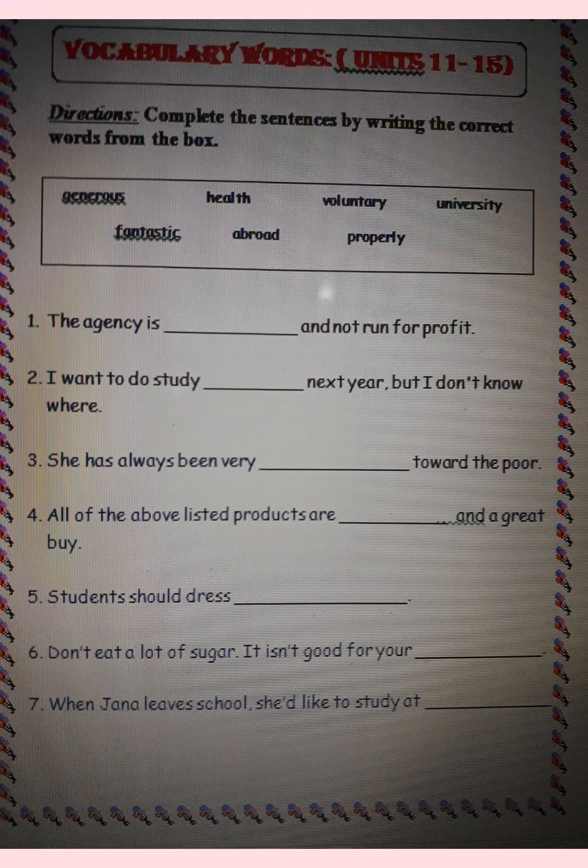Number 5, students should dress properly. 6, don't eat a lot of sugar. It isn't good for your health. 7, when Jenna leaves school, she'd like to study at university.